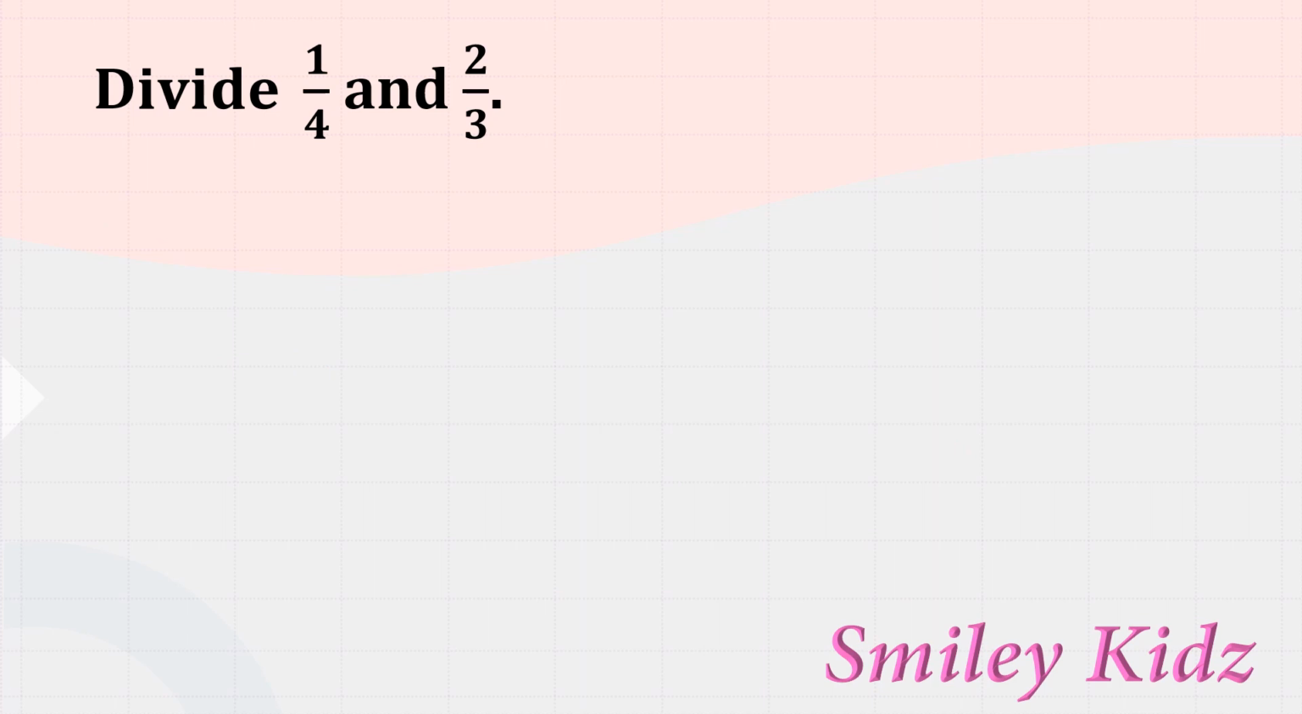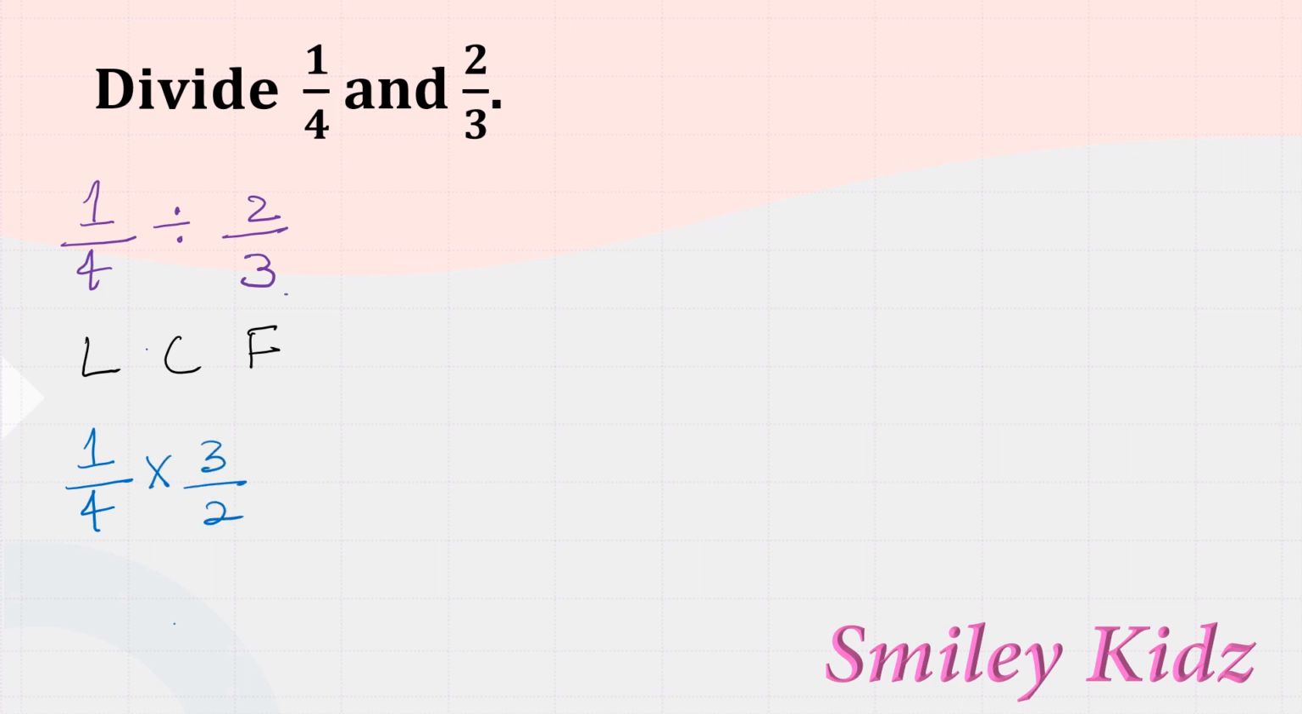Let's see another example. Divide 1 by 4 and 2 by 3. 1 by 4 divided by 2 by 3. Apply LCF. Right? Leave me, change me, flip me. Now we will multiply. 1 times 3 is 3, 4 times 2 is 8, which is equal to 3 by 8. Therefore, when we divide 1 by 4 and 2 by 3, we get the answer as 3 by 8.